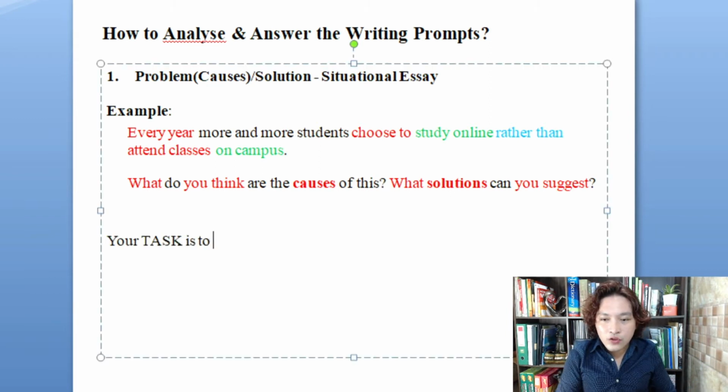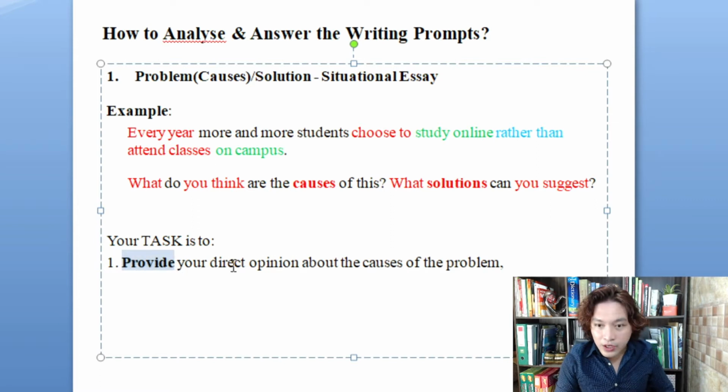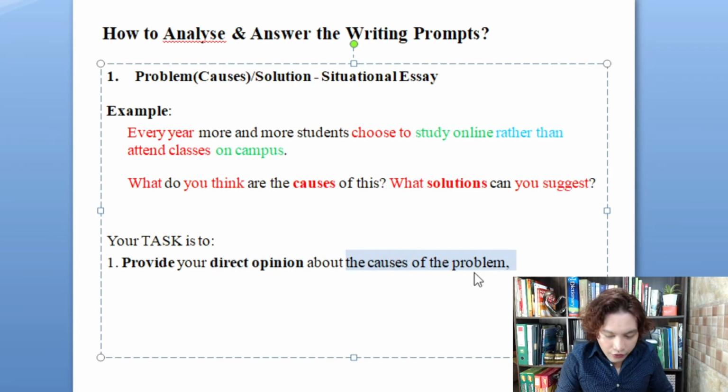Your task is to, number one, provide. Let's look again at the instruction words. It's asking for the causes of the problem, not the problem itself. Be very careful with that one. So you need to provide, let's put that in bold, your direct opinion about the causes of the problem.